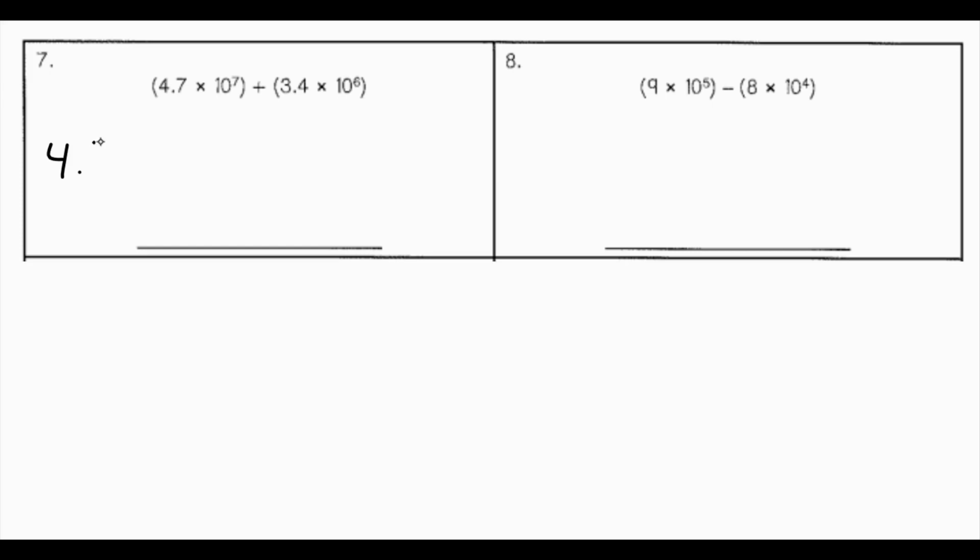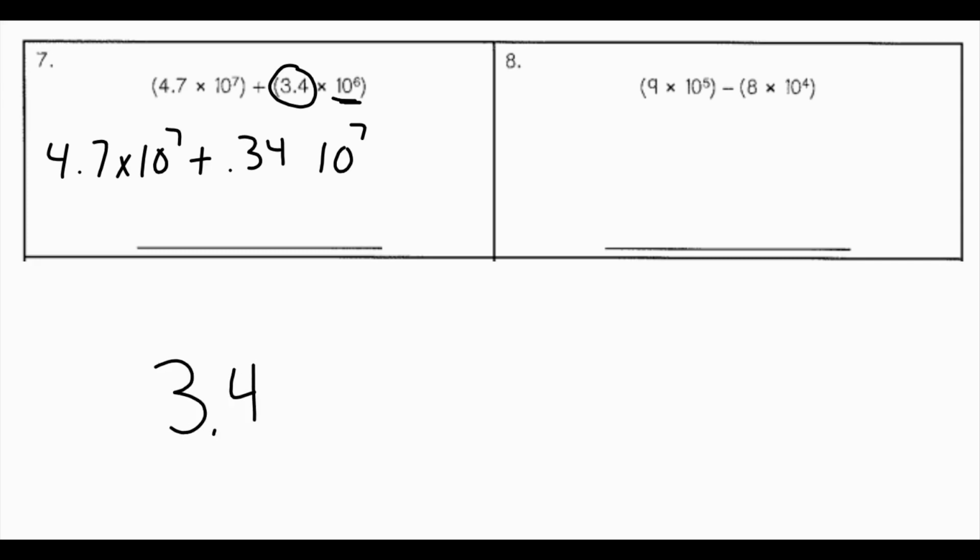So 4.7 times 10 to the 7th is going to stay the same. And then my 3.4 times 10 to the 6th is going to become a 10 to the 7th. Now when I change this 6 to be a 7, I have to change the 3.4. This is actually going to change to 0.34 because if I make 6 bigger, I have to make the 3.4 smaller. So if I were to take 3.4 and move my decimal to the right, that's making my number bigger and going towards the direction that I want, in this case of the positive exponent.